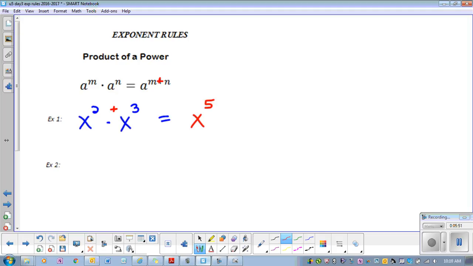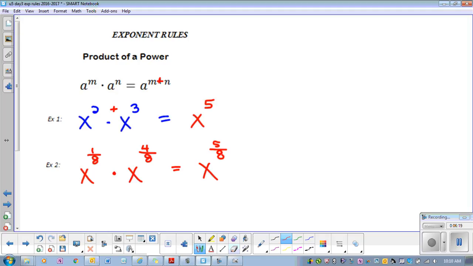So then what if you had x to the 1/8 times x to the 4/8? Yeah, x to the 5/8. You just add your exponents together.